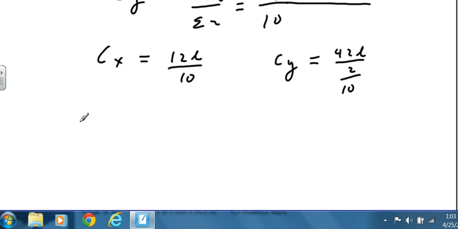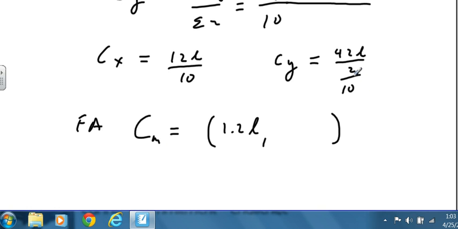So for my final answer, the center of mass is going to be at 1.2L and 2.1L. And that's in the x direction and the y direction.